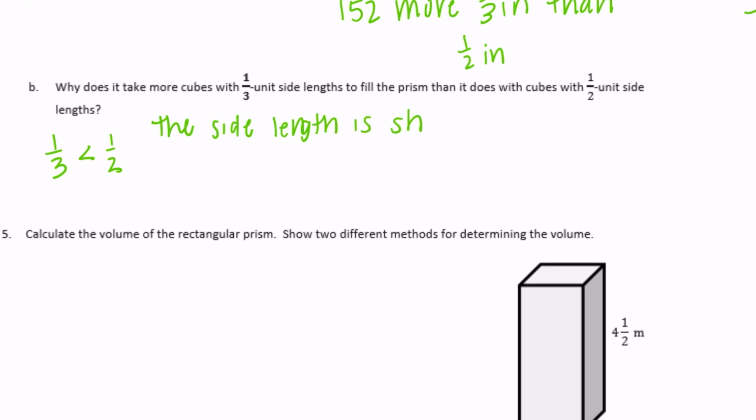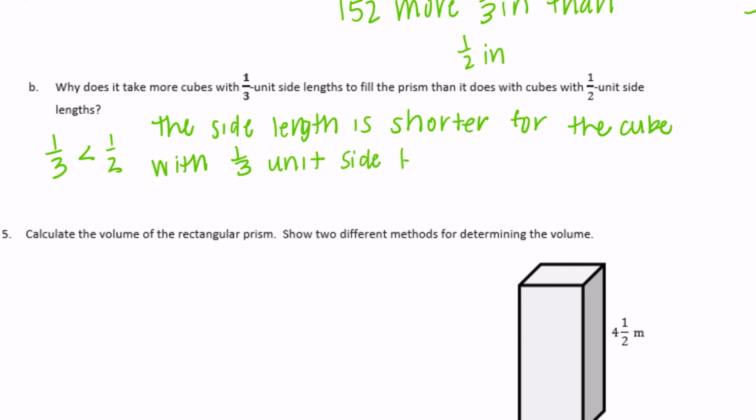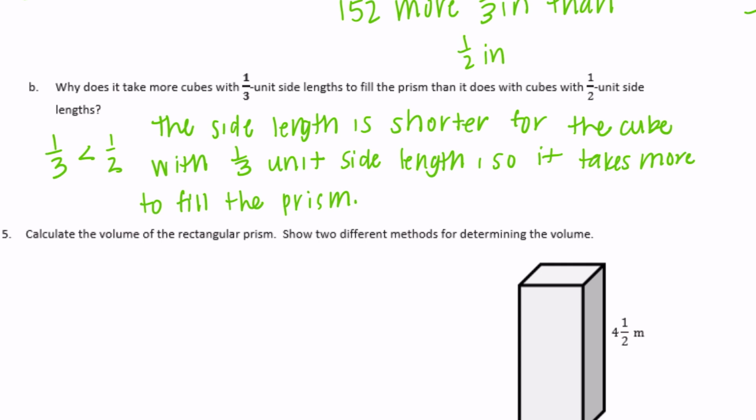So let's say the side length is shorter for the cube with a third unit side length, so it takes more to fill the prism. So since they are smaller, it takes more to fill it up.